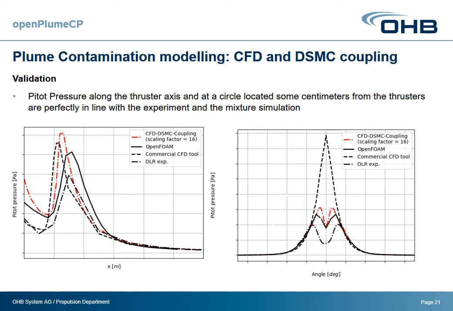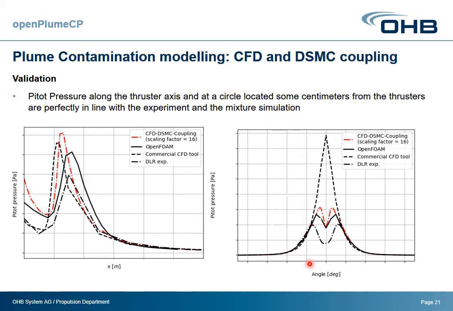So of course we need to do some validation of this method. So what we did is we had a look at one of the thrusters by propellant, and from existing data of pitot pressure and also the distribution along the axis. So this is the X in meters here and the pitot pressure there, and the distribution along the angles.